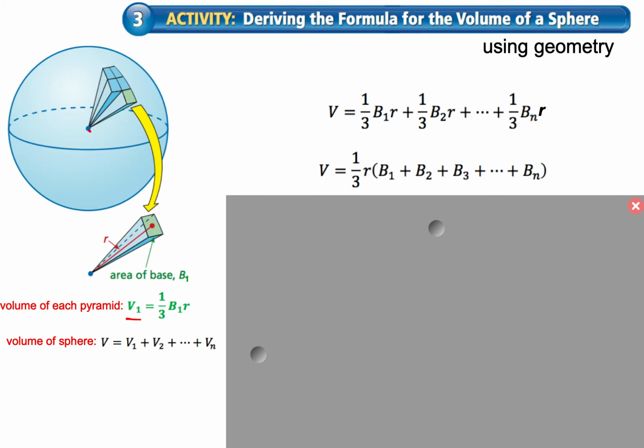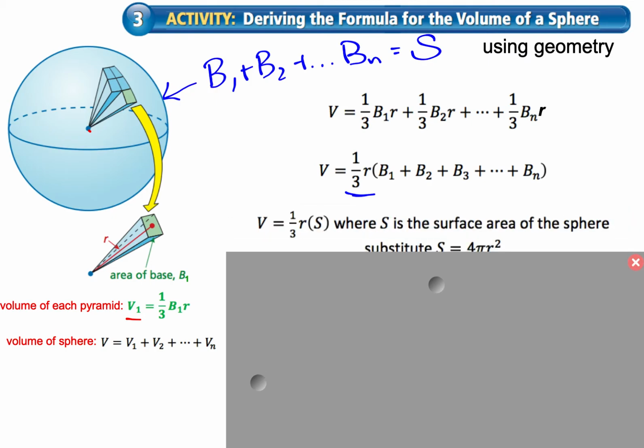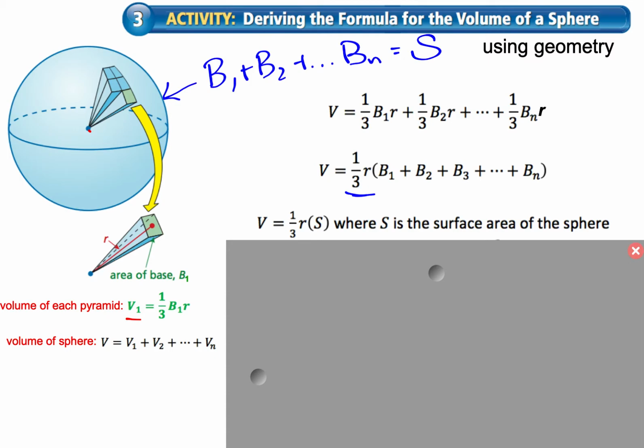So just applying a little bit of 6th and 7th grade math dealing with the distributive property. Each of these terms has 1/3 and r in it. So we factor those out, which is using the distributive property in reverse. We get 1/3 r. And all of these base areas end up getting added together. Well, all of these base areas together make up the entire surface of the sphere. So that would be the entire surface area of that sphere. Okay, S is the entire surface area of the sphere.